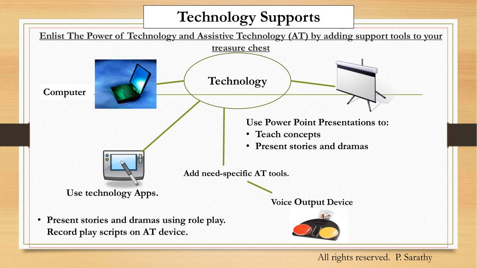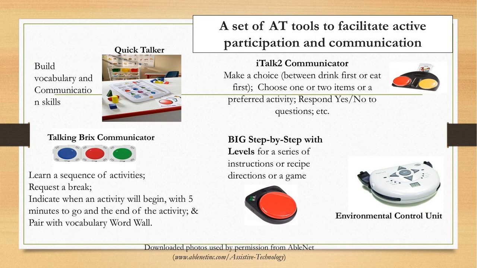They make a choice between yes or no, between $1 or is it $5? Is it yes or kind of maybe, or I need a break, I don't need a break. It can be as simple as that. Some of the other tools, when the student has advanced from this 2 activation surfaces, you can use something like a quick talker, which has multiple icons and multiple pages that you can use. And then, of course, you can begin also with the big step-by-step, which has multiple levels. You can have a sequenced set of directions.